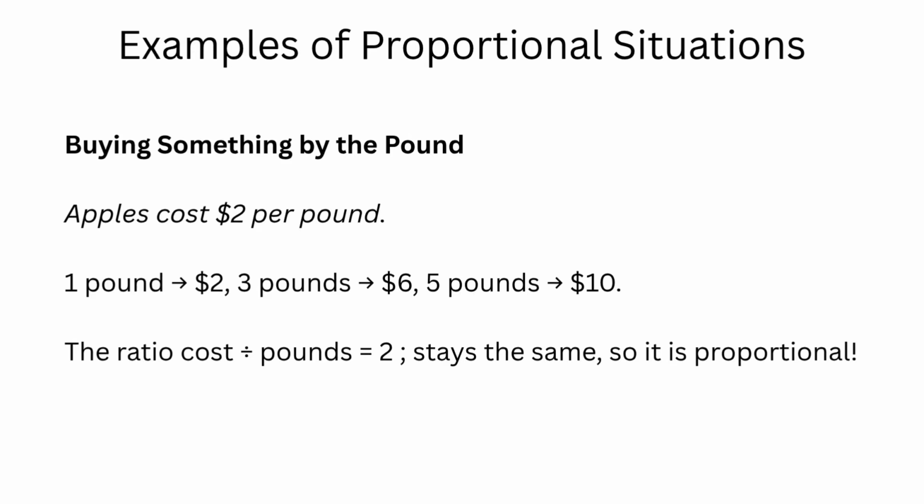Apples cost $2 per pound. 1 pound is $2, 3 pounds is $6, 5 pounds is $10. Each time, cost divided by pounds equals 2. So that's proportional as well.